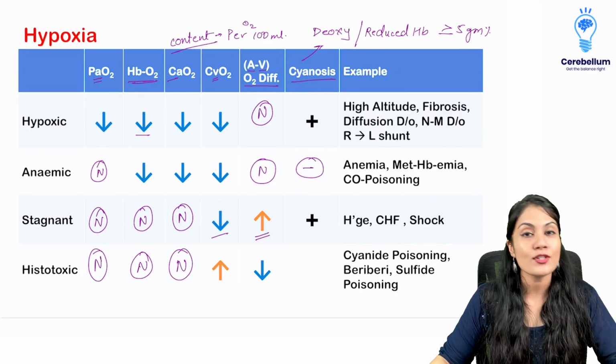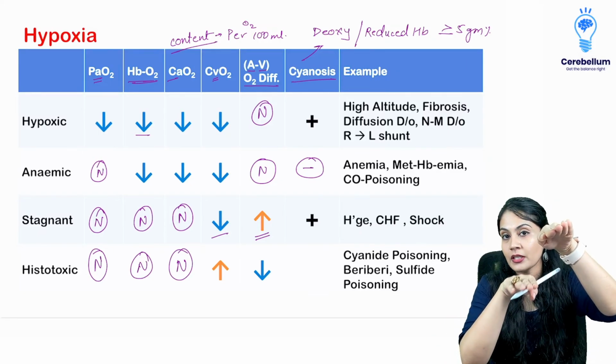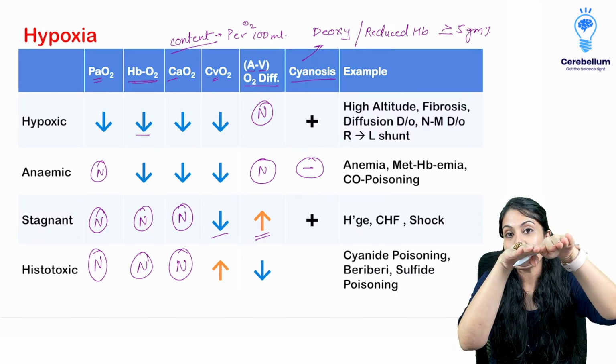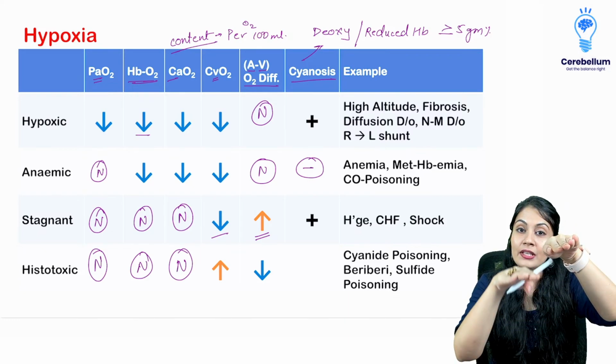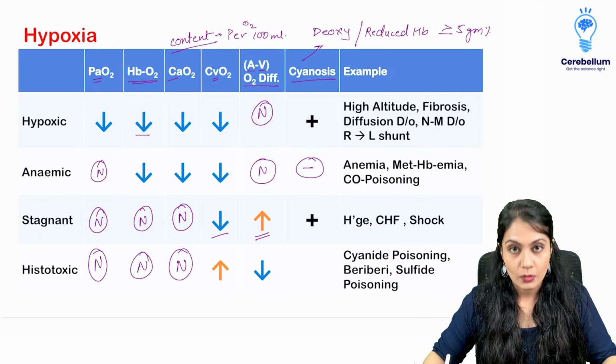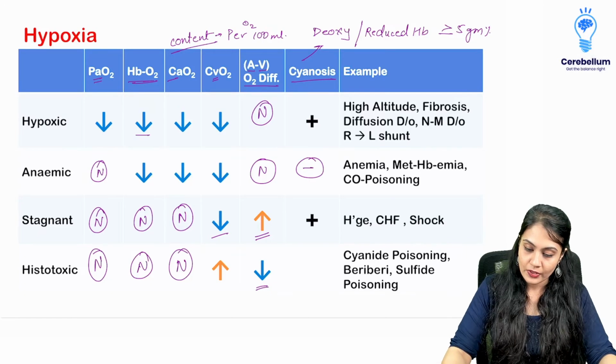Why? Because the tissue is not utilizing the oxygen. So normally it should be 5 gram %. The AV difference should be 5 gram %. But eventually what will happen? The CvO2 will increase. If the CaO2 is normal and CvO2 is increasing, the difference is going to be nullified after some time. So the difference is going to decrease, right?